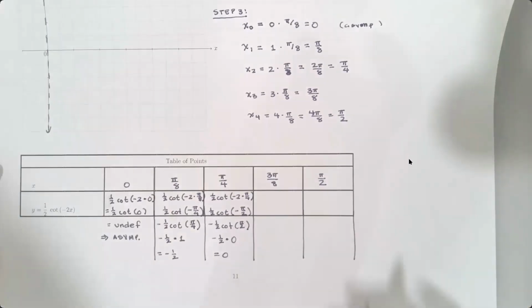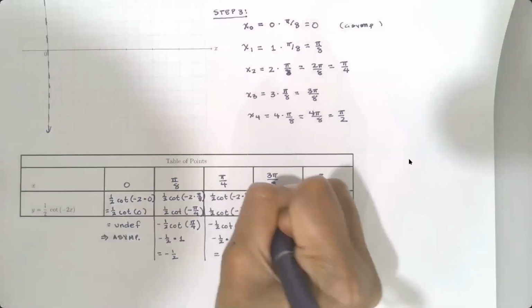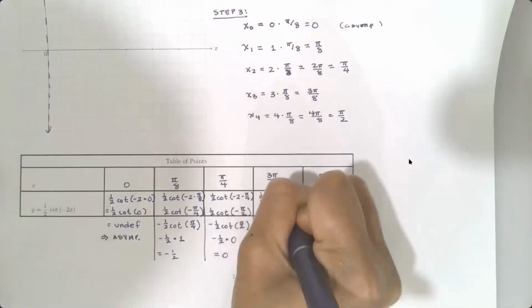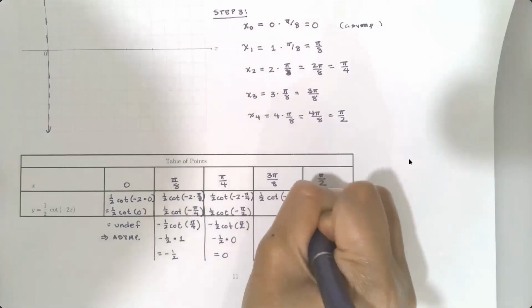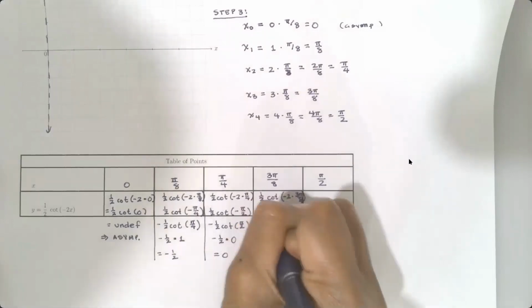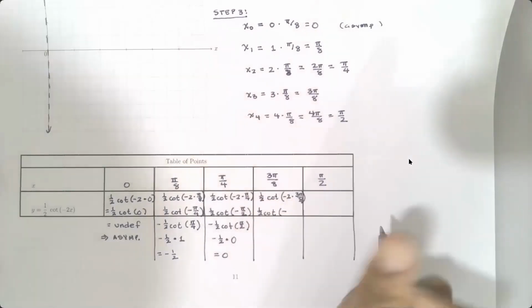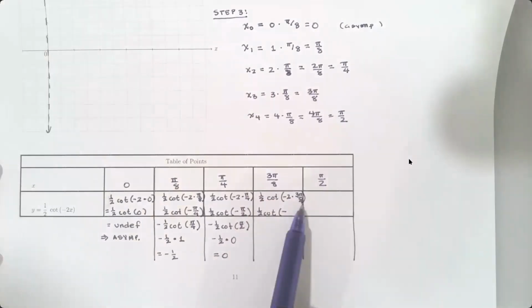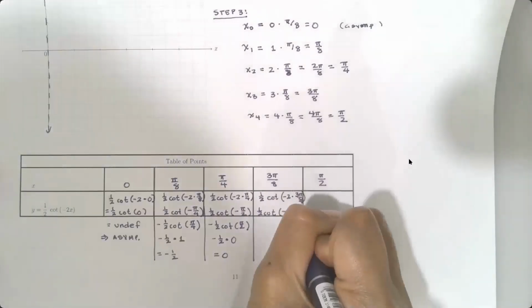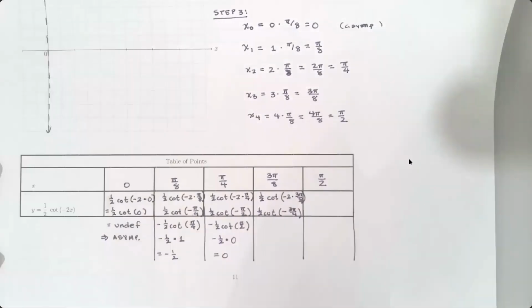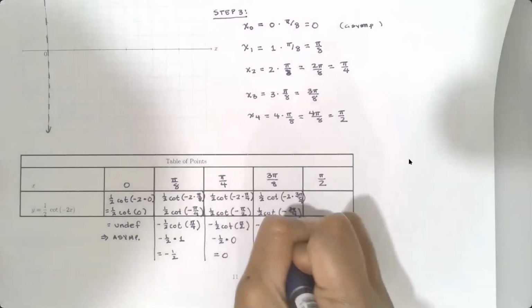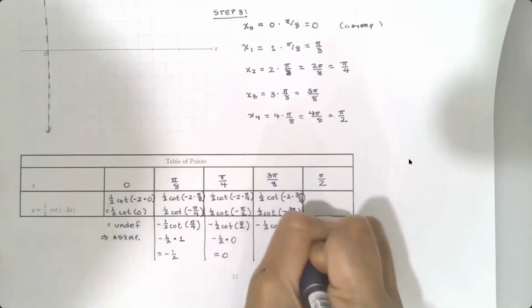All right. Next value is a 3 pi over 8. Again, 1/2 cotangent of negative 2 times 3 pi over 8. That becomes a 1/2 cotangent of negative 6 pi over 8. That reduces to a negative 3 pi over 4. Then we'll bring the negative to the front. So we've got negative 1/2 cotangent of 3 pi over 4.